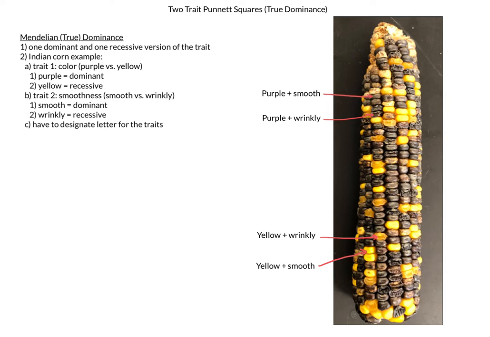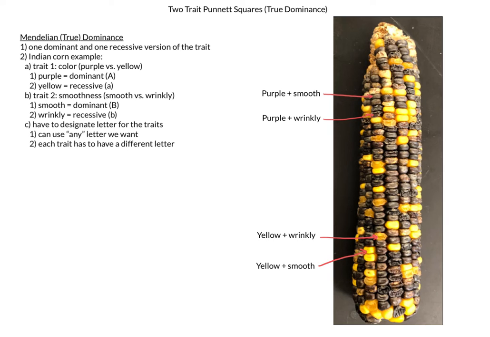Now we need to designate letters to the traits, and since we can really use any letter we want, I'm just going to keep it simple and use A's for the color and B's for the smoothness. The big thing here is that we just need to make sure we use different letters for the two different traits. Now a big A would indicate purple corn, small a indicates yellow corn, big B indicates a smooth surface, and a little b indicates a wrinkly surface.